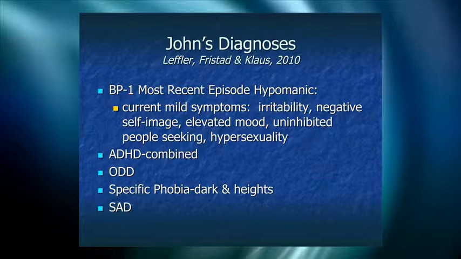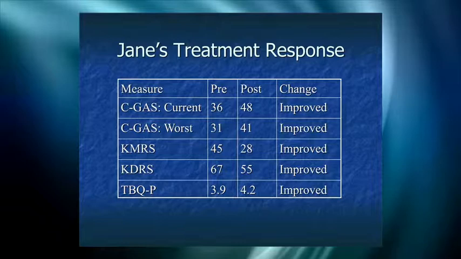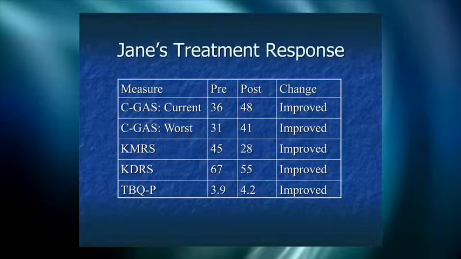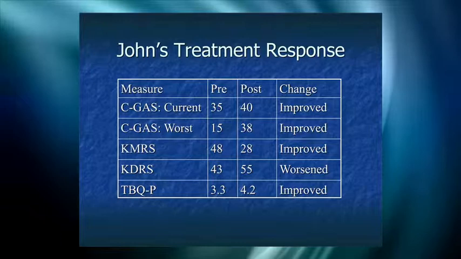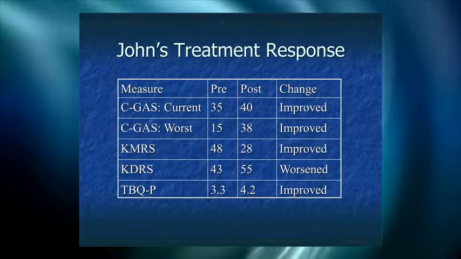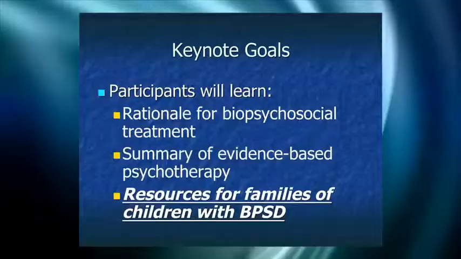And from pre to post, looking at CGAS, current and worst, the KIDDIE-SADS mania rating scale, KIDDIE-SADS depression rating scale, and the treatment belief questionnaire, parent form, all of those improved pre to post for Jane, and most of them improved for John. When you combine his mania rating scale and the depression rating scale and add them together, overall he showed mood improvement, but his depression score worsened over treatment. So neither of these kids ended our study squeaky clean, but they were better than when they came in. And these are kids both with very, very severe presentations who will need lifelong intervention.